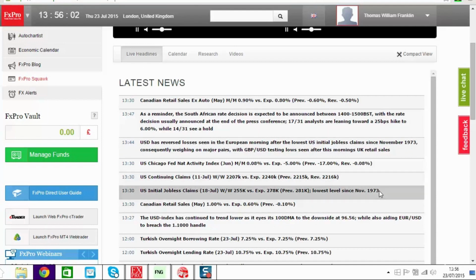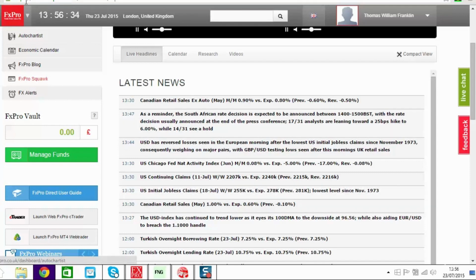So here's my FX Pro Squawk. US initial jobless claims, week on week, lowest level since November 1973. So an absolutely amazing figure there. Very, very good for the dollar. Remember, we're already very bullish on the US dollar. Why? It's because the bigger picture is that the US is heading towards a rate hike in the not too distant future, at some point towards the back end of 2015. So we're heading towards a rate hike, which is bullish for the local currency, which is the dollar. We then had a really good piece of data which supported that.